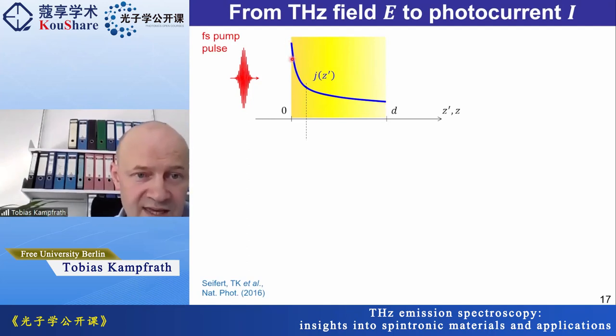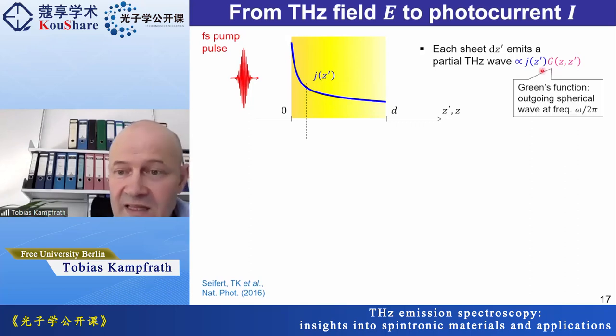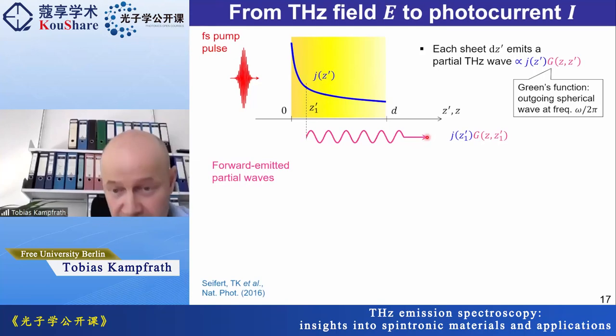Well, so let's take this photocurrent here in the thickness of the sample. And let's, for example, consider this slice of the photocurrent. This slice here of the photocurrent at this position Z prime will emit a terahertz wave, which has an amplitude which is proportional to the amplitude of the photocurrent at this slice position times a function, which is basically an outgoing spherical wave. Technically, it's called the Green's function. So this slice here of the photocurrent will generate a terahertz pulse, which propagates to the right-hand side. And it has this amplitude.